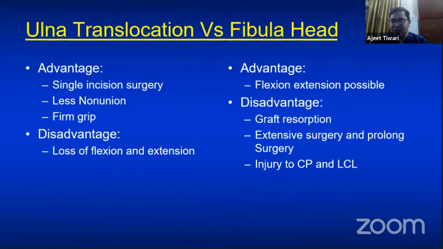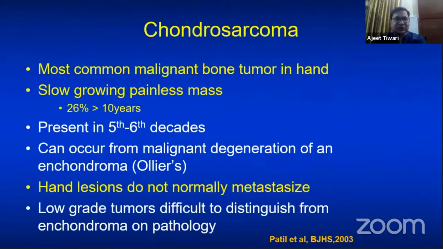It's an extensive and prolonged surgery because you have to do the dissection downwards also. And there's always the possibility of injury to the common peroneal nerve and lateral collateral nerves. So one option is microvascular reconstruction of the fibula head, taking a free fibula graft and fusing it there, but that also requires the additional skill of microvascular surgery.